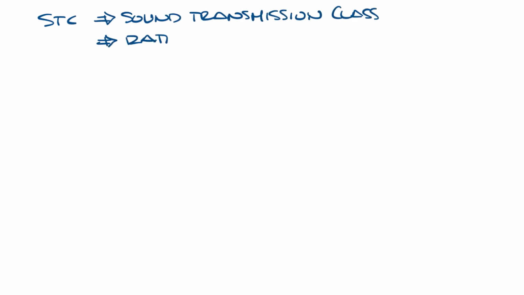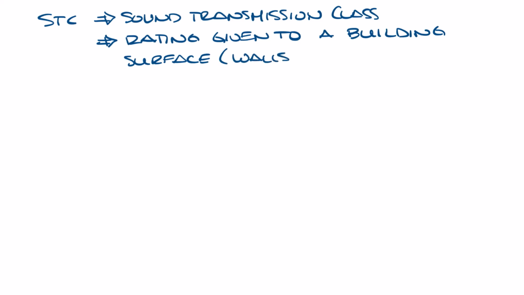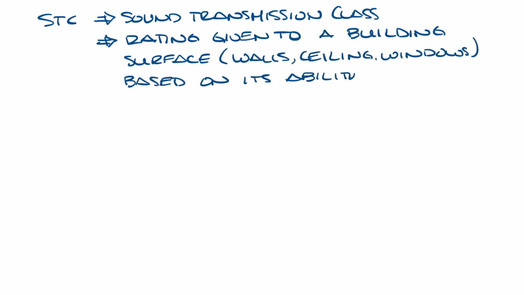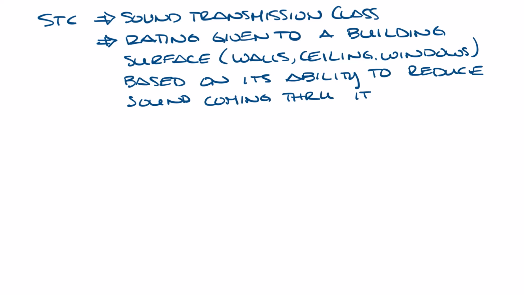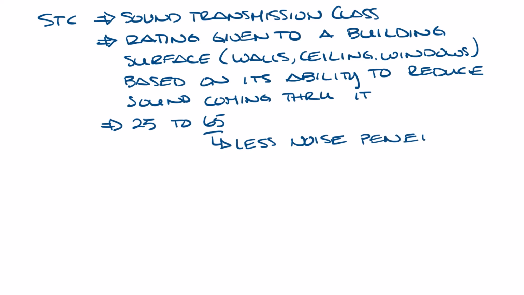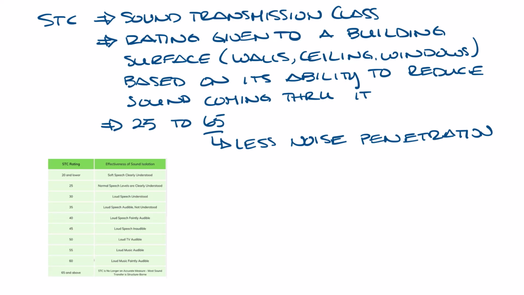Let's move this again. You'll also see STC ratings. STC stands for Sound Transmission Class, and it's a rating given to a building surface such as a wall, ceiling, or windows based on its ability to reduce sound coming through it. STC ratings go from 25 to 65, and the higher the rating, the less noise penetration. So this is an STC rating chart I found. So you can see what each STC rating corresponds to as far as isolating sounds from the other side of that surface. I brought this one up because we've been talking about silencers.